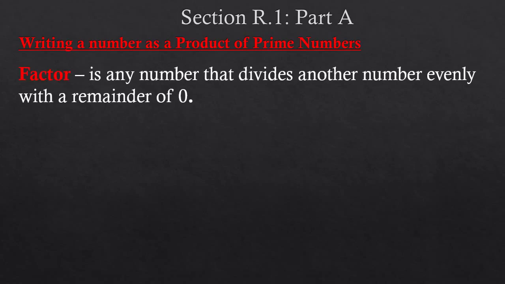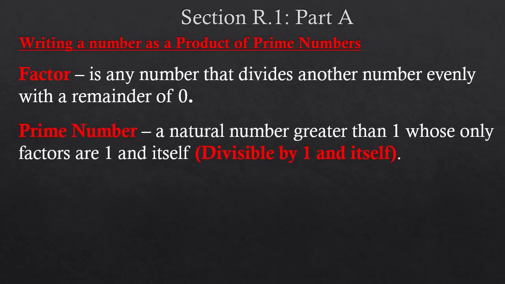By definition, a factor is any number that divides another number evenly with a remainder of 0. By definition, a prime number is a natural number greater than 1 whose only factors are 1 and itself, basically divisible by 1 and itself.